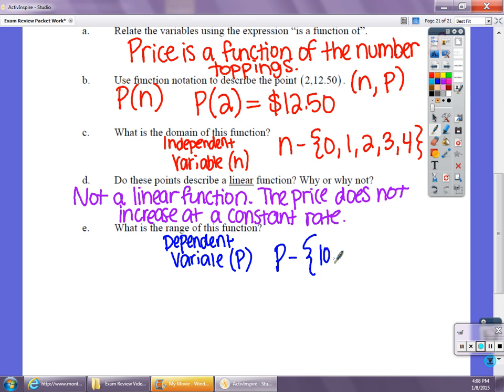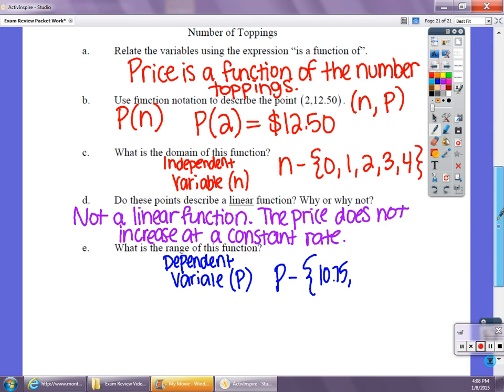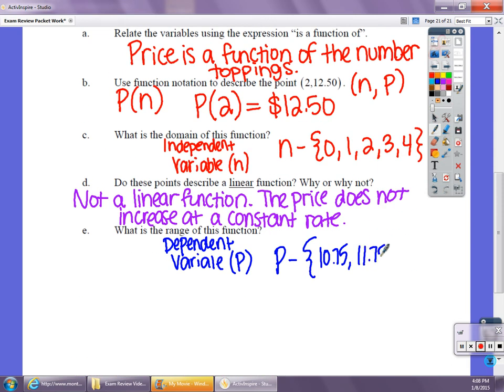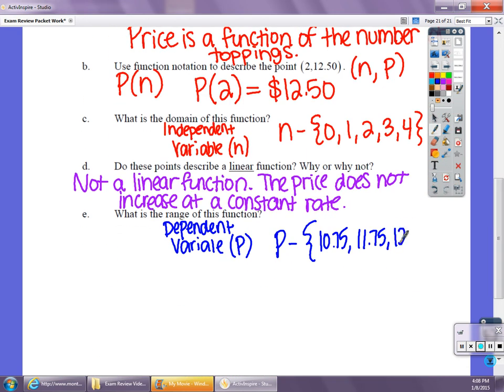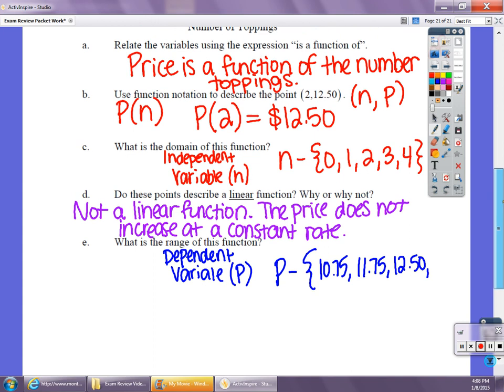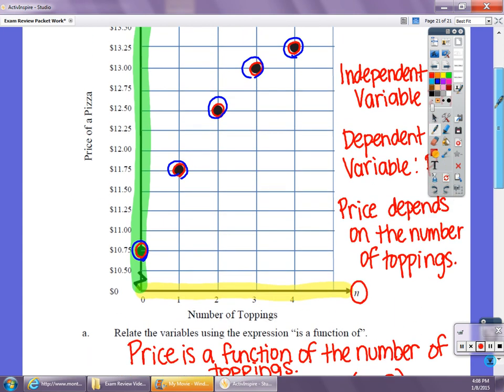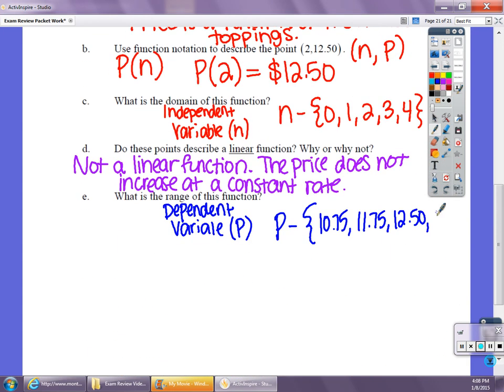I'm going to keep scrolling up, I apologize. For 1 topping, it was $11.75. For 2 toppings, the cost was $12.50. For 3 toppings, it was $13, and finally, for 4 toppings, we had $13.25. And notice that each of our values in the domain and range match up. So you want those two things to match.